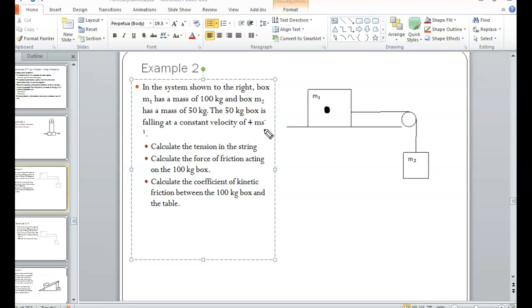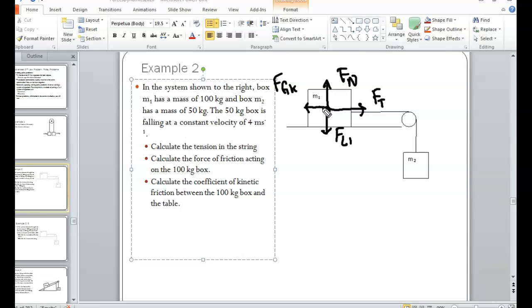So M1, I'm going to draw the FBD. That would be FG1. I have a normal force because there's a surface. I have tension because there's a rope or string. And I know there's kinetic friction just because I peek ahead and I see there's something about friction down here. So let's say there's kinetic friction to the left.